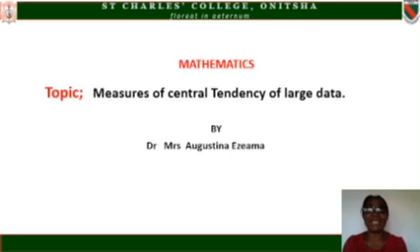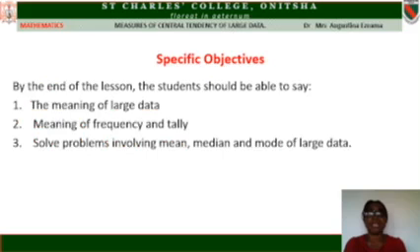The topic for the day is measures of central tendency of large data. Let us look at the specific objectives for the topic. By the end of the lesson, the student should be able to say: 1. The meaning of large data. 2. The meaning of frequency and tally. 3. Solve problems involving mean, median, and mode of large data.